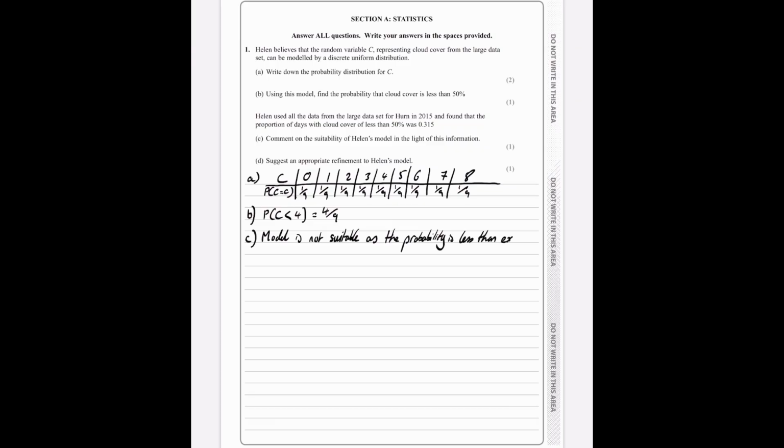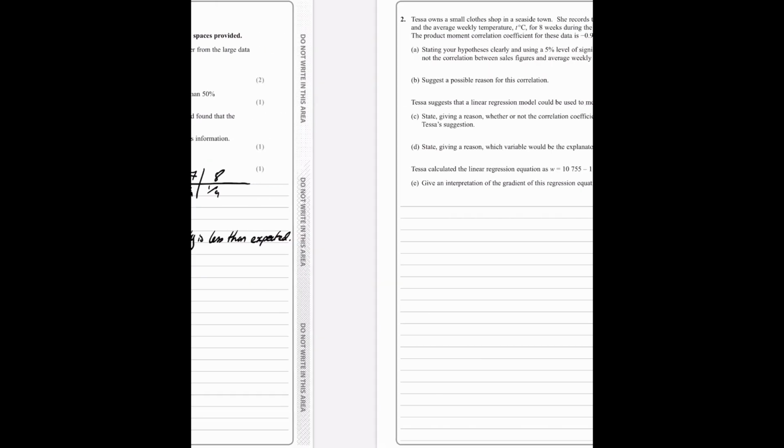Helen's using a uniform model. A uniform model is clearly not going to do a good job of representing cloud cover. When you just look outside, cloud cover is never going to be uniformly distributed. And so my advice to Helen is to not use a uniform distribution, but a better one.